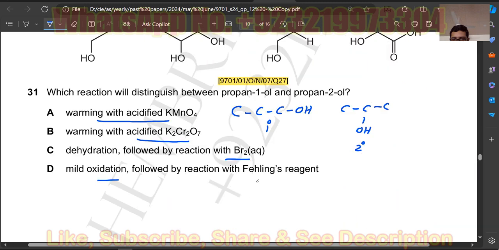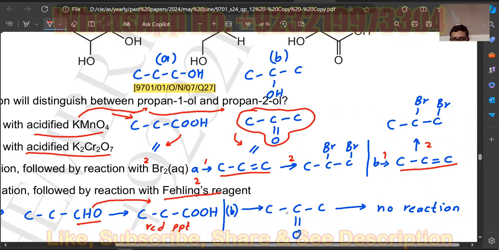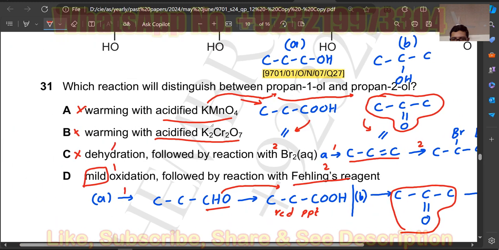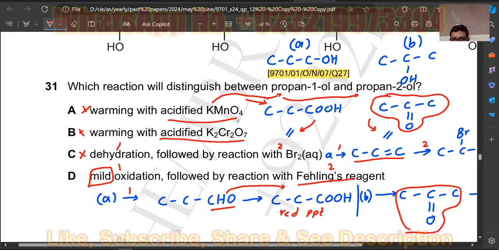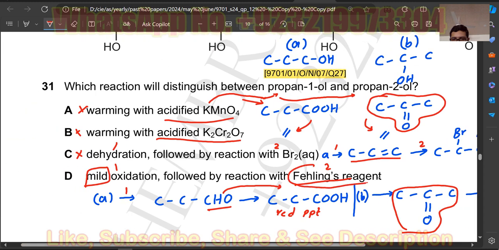As a result, red precipitates are formed. This is a test for the aldehyde. And for molecule B, which is a secondary alcohol, when it is mildly oxidized, it will convert into the ketone. The same thing which happened in options A and B, where it converted into ketone, but this time it will be further reacted with Fehling's reagent.